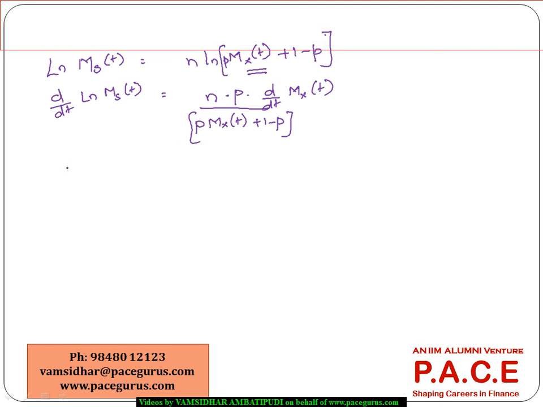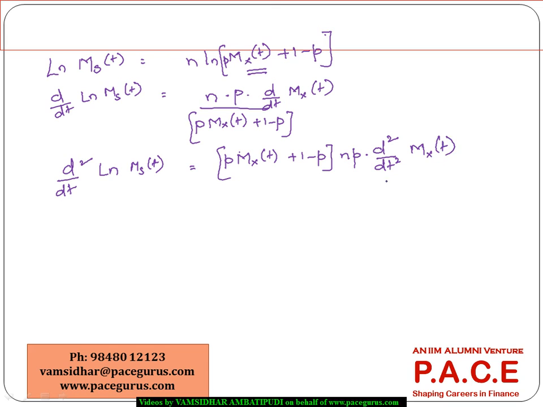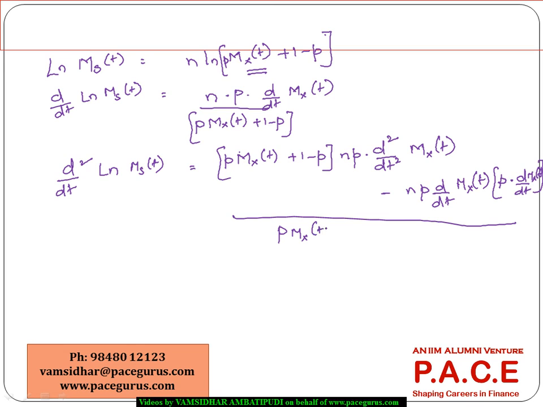Now the same thing, if I have to do a differentiation once again, log mst for the second time, this is of the division form, so probably I'll write it as p mxt plus 1 minus p times whatever is the derivative of the numerator, np times d squared by dt squared mxt, minus np d by dt mxt times the derivative of the denominator, which becomes p times d by dt of mxt, divided by p mxt plus 1 minus p. Now this becomes my second derivative.